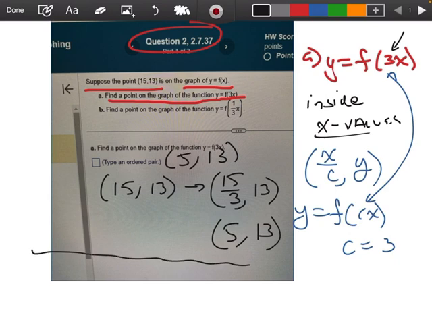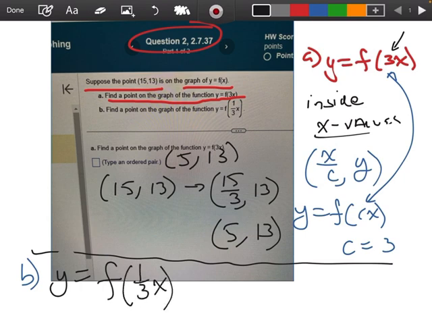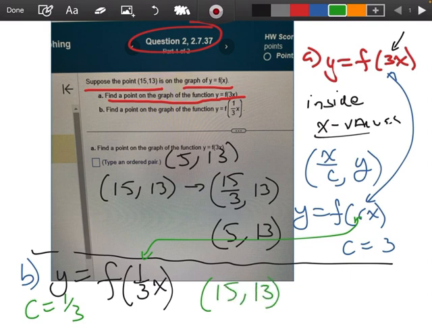Y'all, there is a second part to this problem, okay? Part B says, we'll do it like this. Y equals f of 1/3 x, okay? So y'all, again, if I do a stare and compare here, wouldn't my c here be the number 1/3? So y'all, if the point that we used to have before was (15, 13), now the point that I'm going to have is going to be 15 divided by 1/3 and 13.